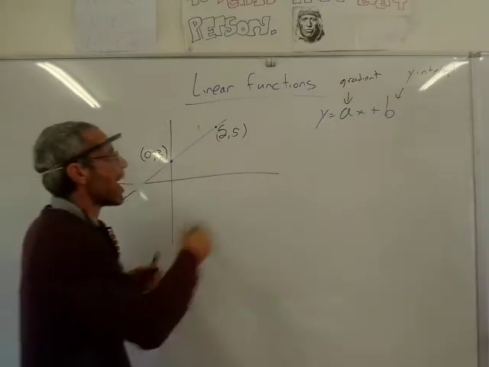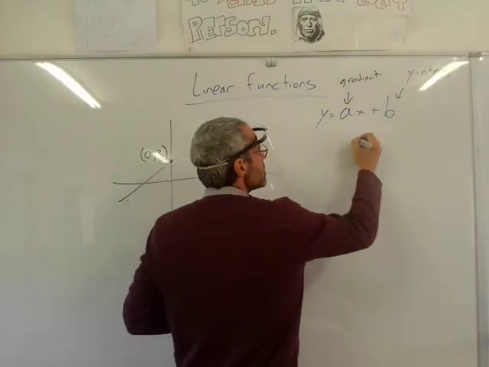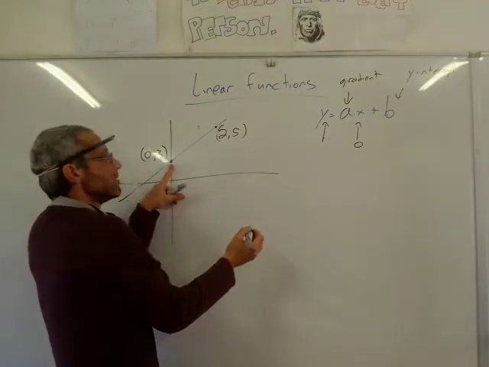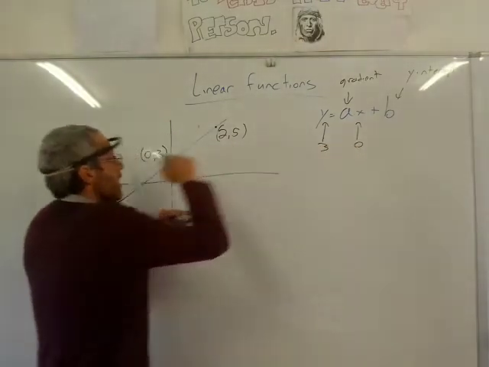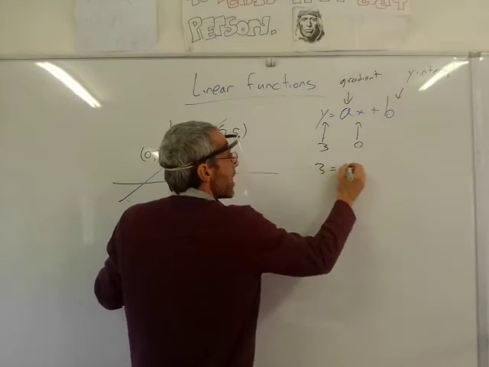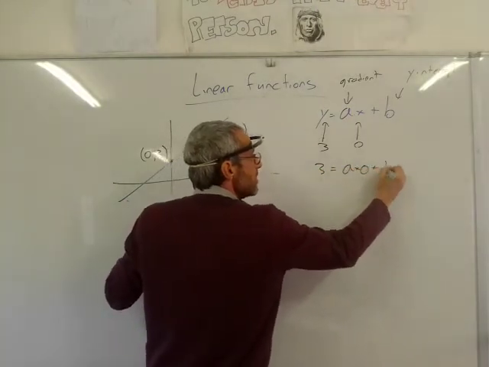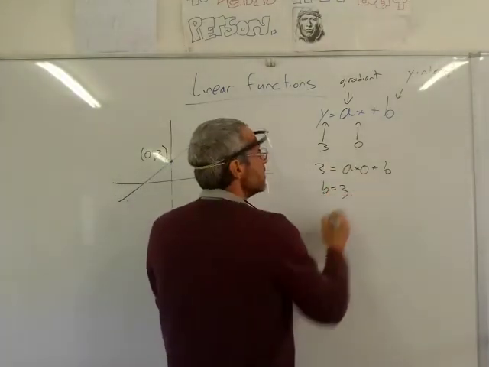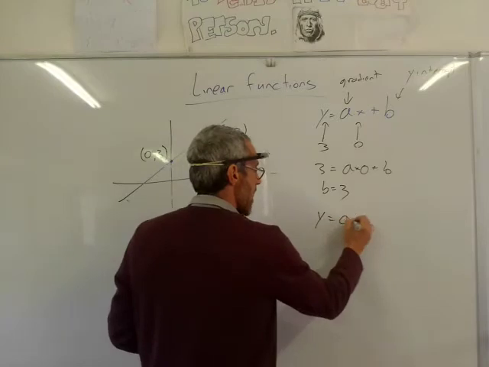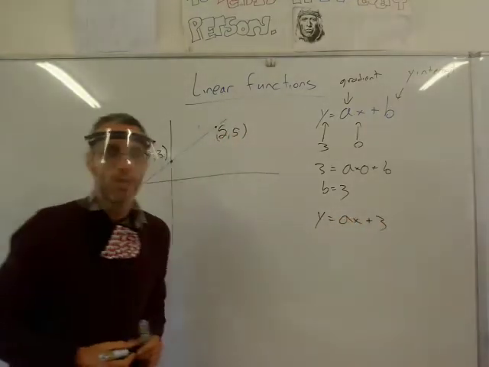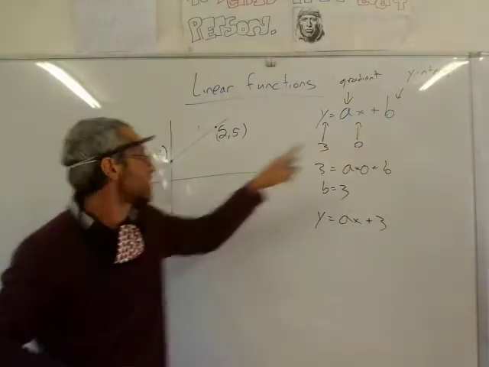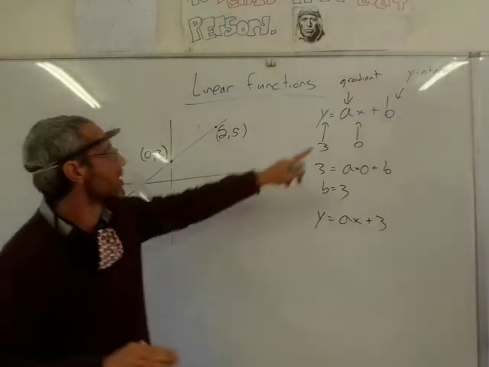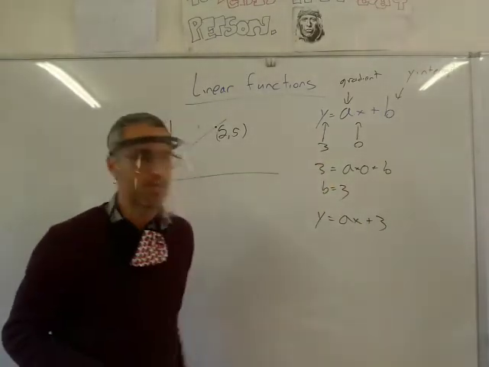Just in case you're not sure why that is, let's have a look. I'm going to put 0 instead of x. What will I have to put instead of y? 3. When x is 0, y is 3. So I'm going to write 3 instead of y, a times 0 plus b. And because I have 0 here, that's going to kill the a. In other words, b equals 3. So straight away I know it's y equals ax plus 3. So just remember, b is the y-intercept. You don't even need to do all that. I'm just showing you. You can, in a test, no problem. You can say, all right, this is 3, b is 3.